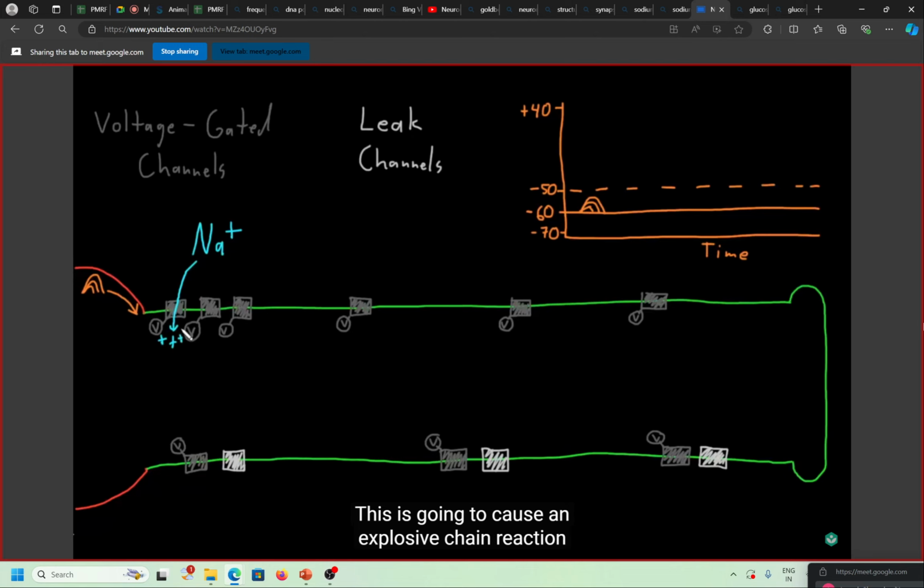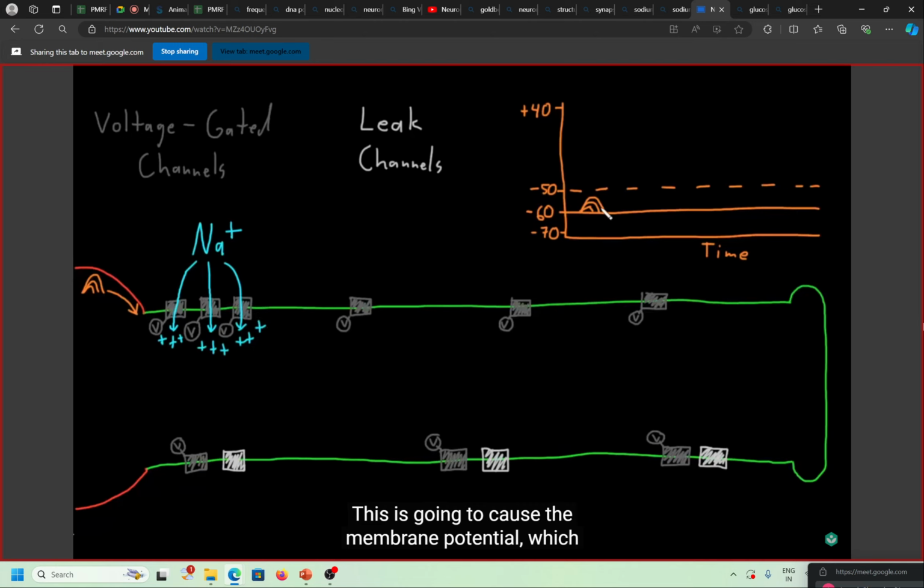This is going to cause an explosive chain reaction by triggering the voltage-gated sodium channels in the next piece of the membrane, so that more sodium is going to flow in, further depolarizing the membrane and opening the next voltage-gated sodium channel. These voltage-gated sodium channels open very quickly, triggering each other in a wave that rapidly spreads down the axon. The trigger zone has the greatest density of these voltage-gated sodium channels, which is why action potentials usually start at the trigger zone. So many of these voltage-gated sodium channels will open that the membrane permeability to sodium is dramatically increased.